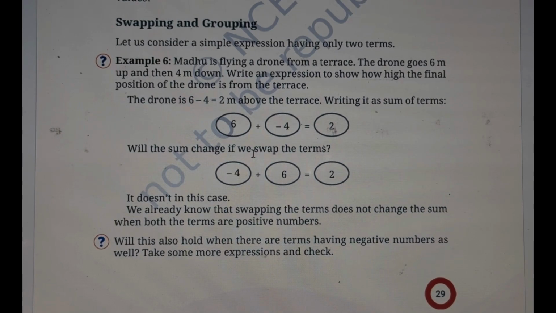So in the previous videos we learned about the terms related to expressions, the use of brackets, and the importance of brackets in expressions, right? Now in this particular video we are going to learn about swapping and grouping. Does swapping and grouping make any change in the expression or the answers? So let us understand that.